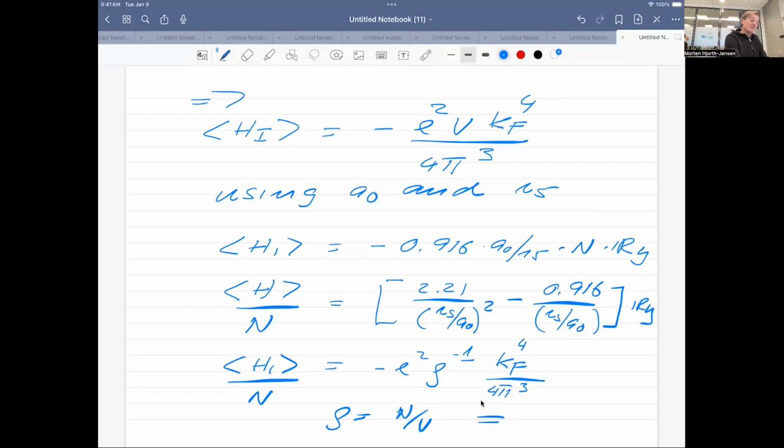So if we do that, if we look at this expression and we just frame that in, we can write this one as a constant multiplied with density to the power of 1/3.